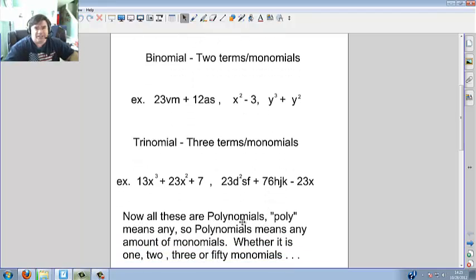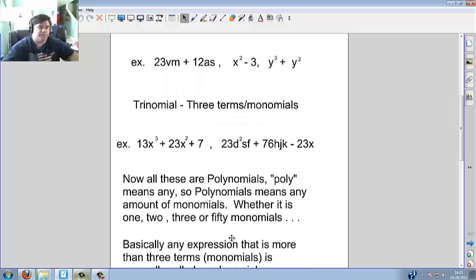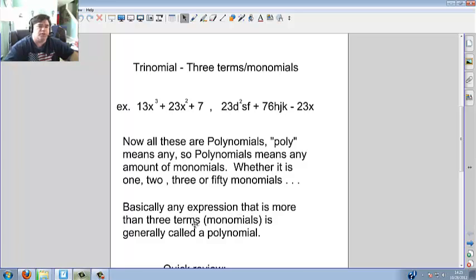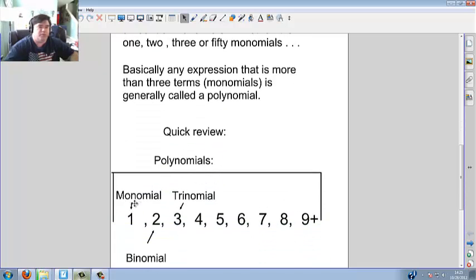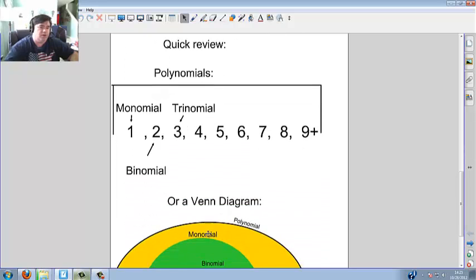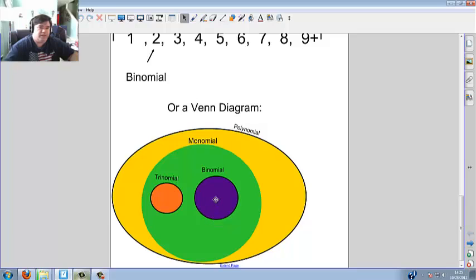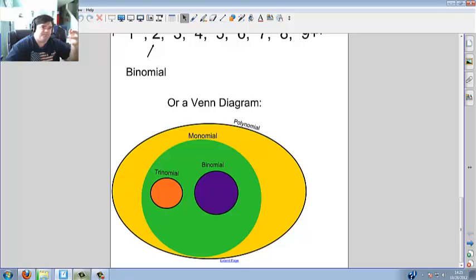Now all these are called polynomials. Poly meaning any. So poly means any amount of monomials, whether it's 1, 2, 3, or 50 monomials. And basically any expression that is more than three terms, three monomials, is generally called a polynomial. So a quick review. Monomial means one, binomial is two, trinomial is three, and poly is all. Or a Venn diagram. You have a trinomial and you have a binomial separate, but inside those are all monomials, and every omial at all is a polynomial.